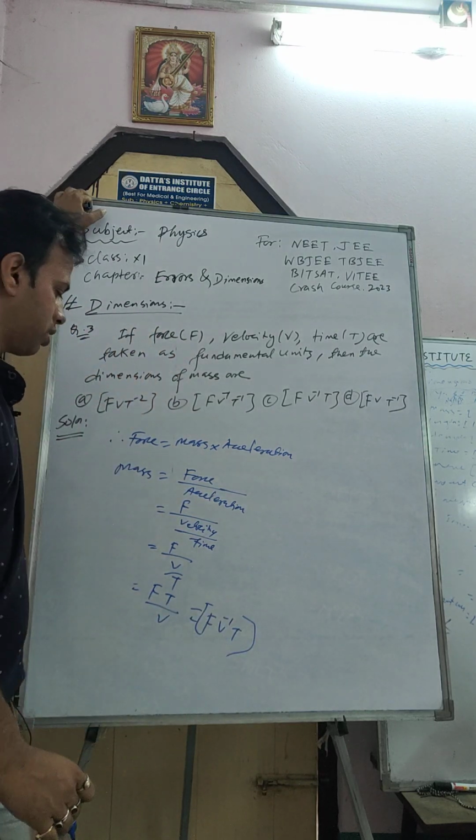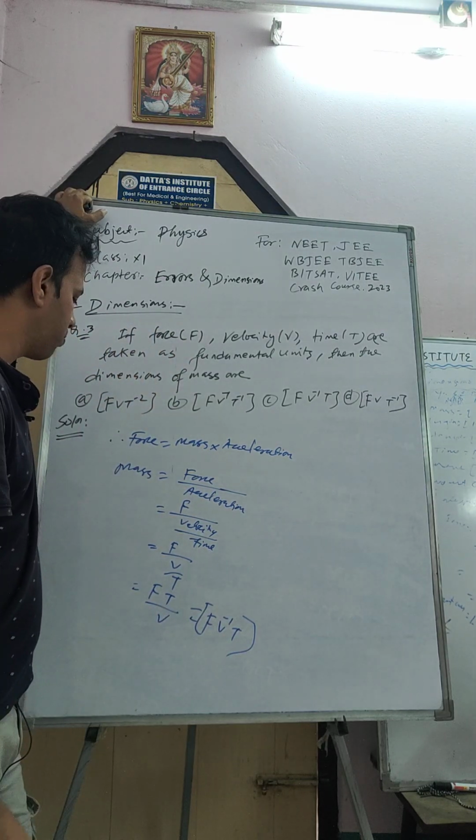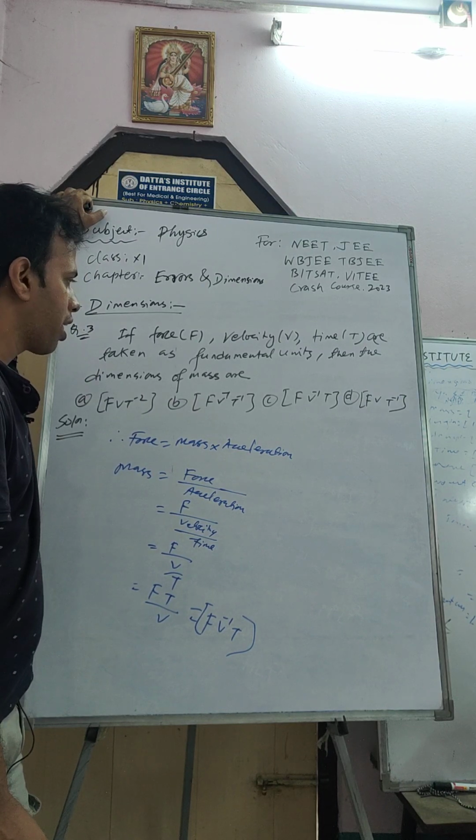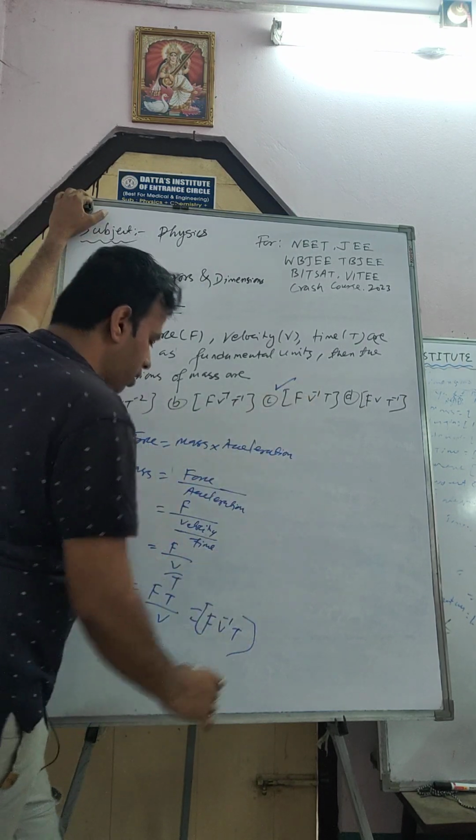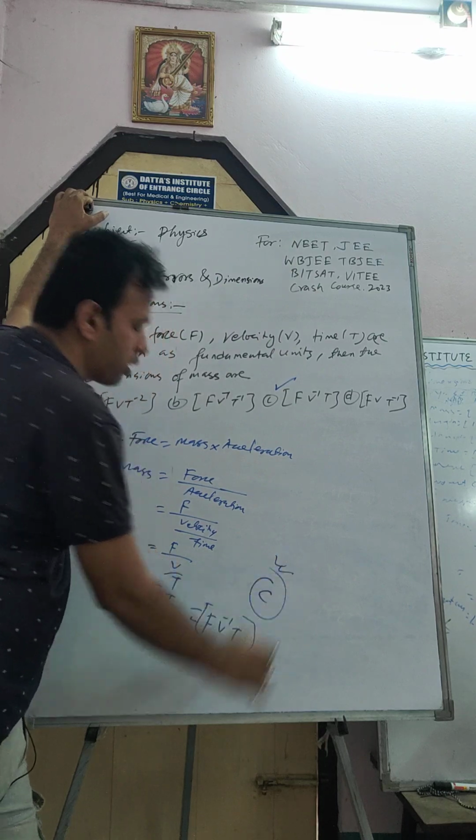Okay, so mass. The dimension of mass is F B minus 1 T. So option C is correct. Which option is correct, sir? Option C is correct. So you have to remember this one.